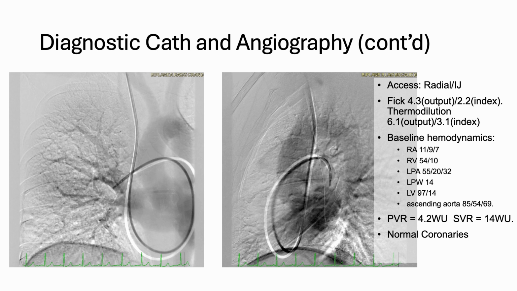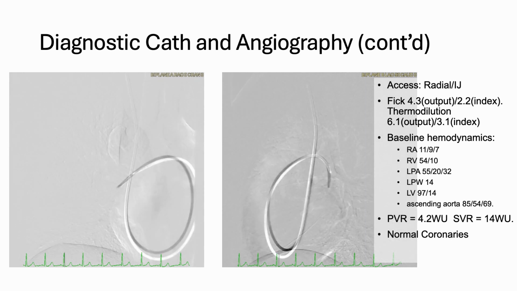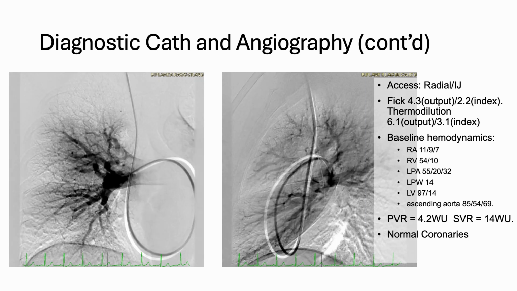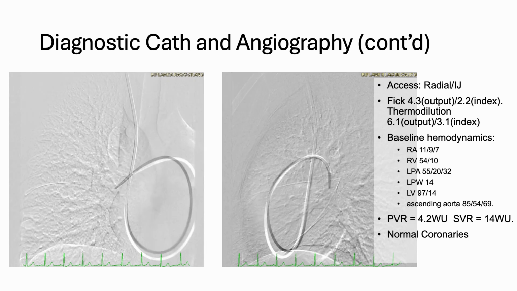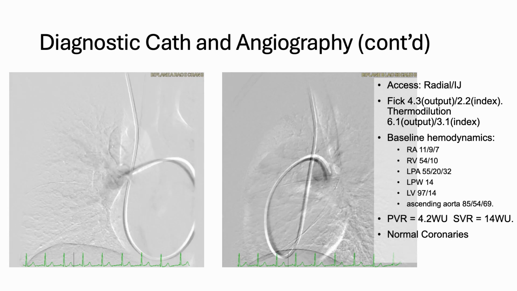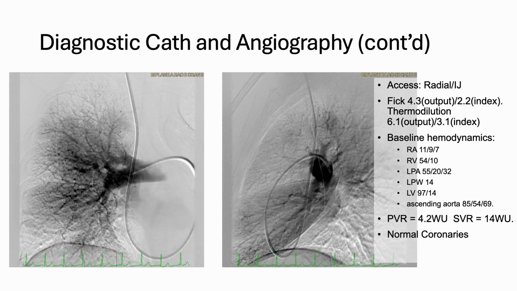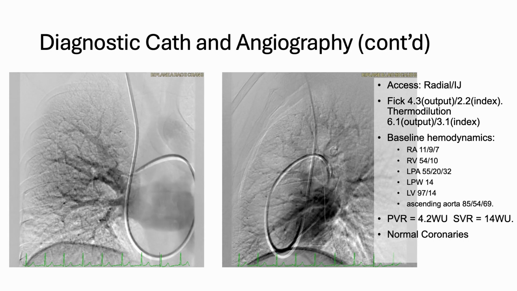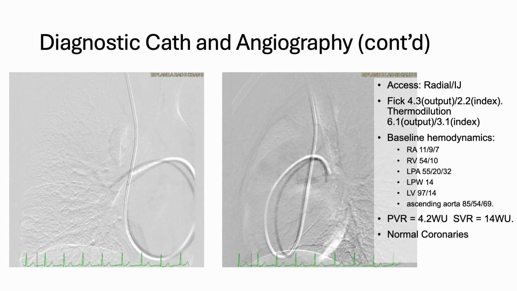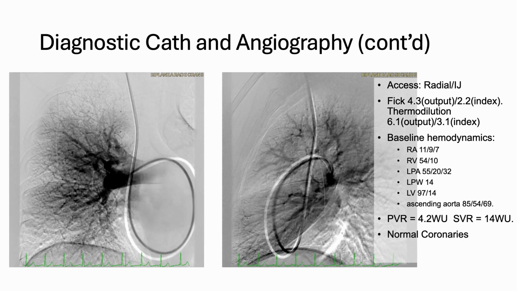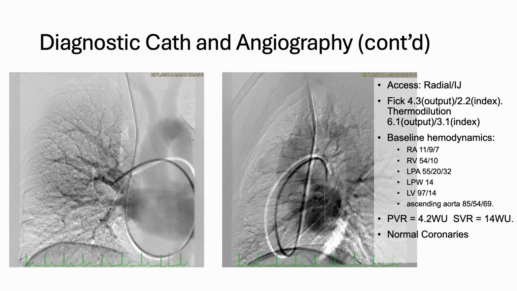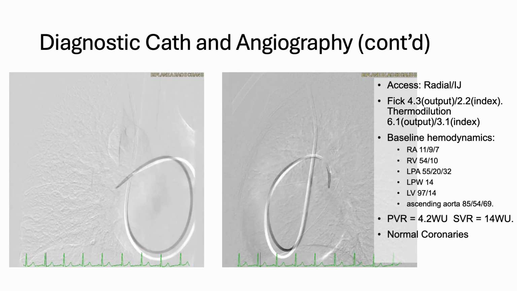Her baseline hemodynamics suggested that her mean right atrial pressure was 7. Her RV pressure and PA pressure were in the mid-50s with a mean PA pressure of 32, a wedge pressure of 14, and an LV end diastolic pressure that mimics her wedge pressure at 14, and an arterial pressure with mean arterial pressure of 69. Pulmonary vascular resistance calculated from this was approximately 4.2 Woods units, and our SVR 14 Woods units.